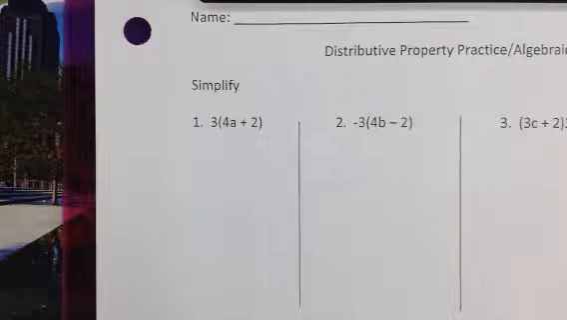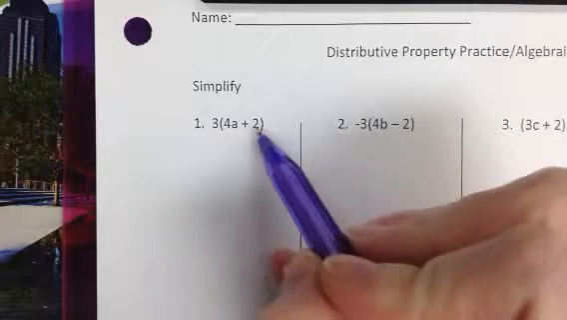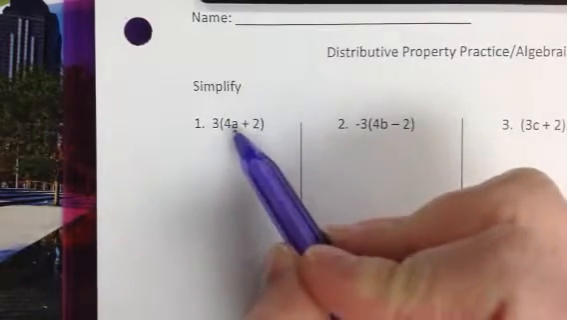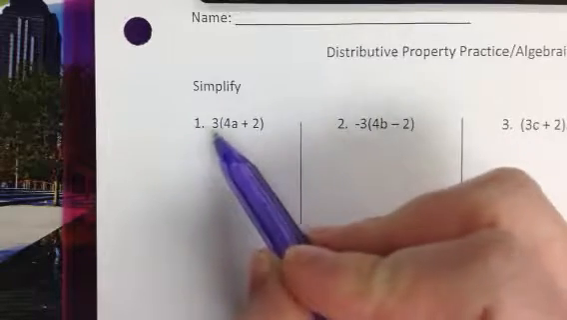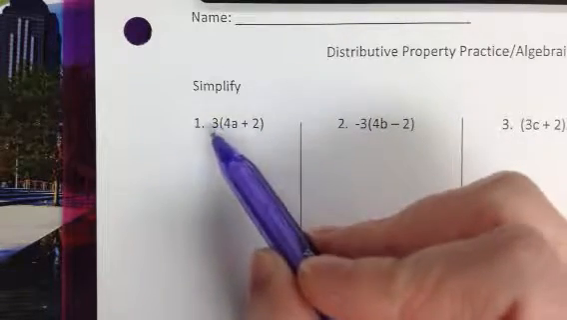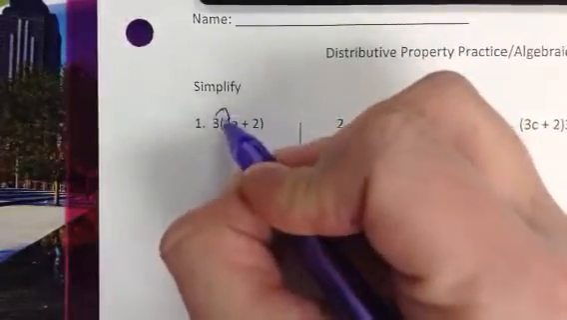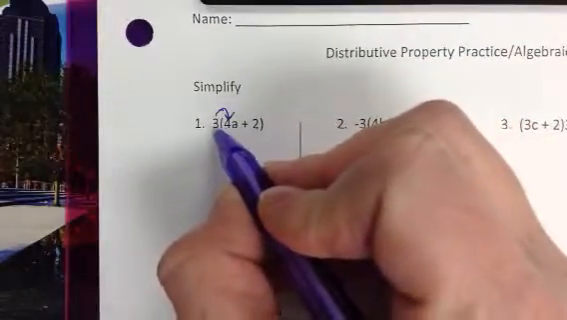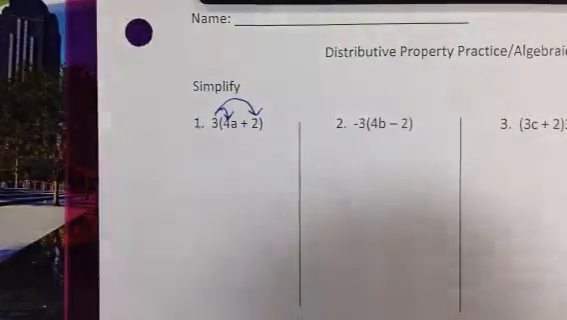Okay, it says simplify. So on number 1, inside the parentheses there is nothing that you can solve because you do not know how much A is, so I cannot add 2 to this term. Whenever that happens, and I can't solve this in here, you have to distribute the 3 out here to both terms, and you have to use multiply.